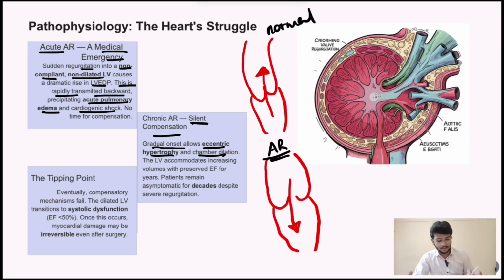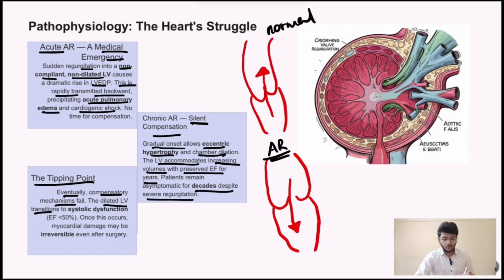In chronic aortic regurgitation, it is a silent compensation, wherein the gradual onset allows eccentric hypertrophy and chamber dilation to occur. LV accommodation increases the volume with preserved ejection fraction for years. Patients remain asymptomatic for many years, even decades, despite severe regurgitation. The tipping point is when the compensatory mechanism eventually fails and the dilated LV transitions to systolic dysfunction, that is ejection fraction less than 50%. Once this occurs, myocardial damage starts and it is irreversible even after surgery.